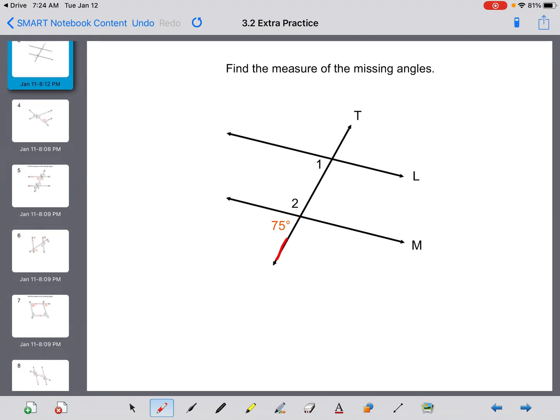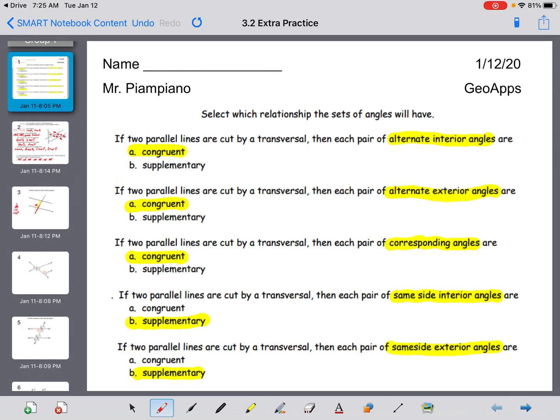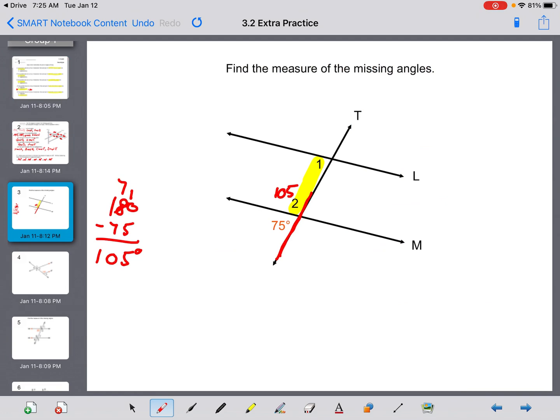Well, we're given 75, but this angle of 75 and angle 2 are supplementary, which means they equal 180. So what is 180 minus 75? That's going to be 105 degrees. So angle 2 has to be 105 degrees. But then angle 2 and 3 are same side interiors. And if you check your definition, same side interiors are supplementary, which means they equal 180. So that means angle 1 has to be 75 degrees.